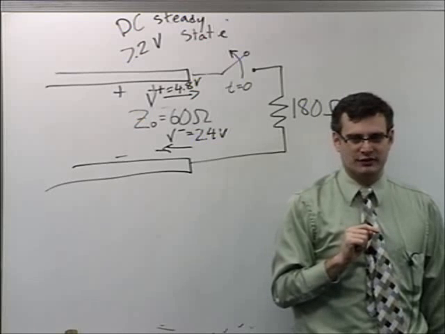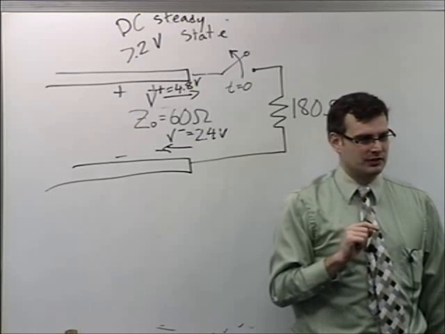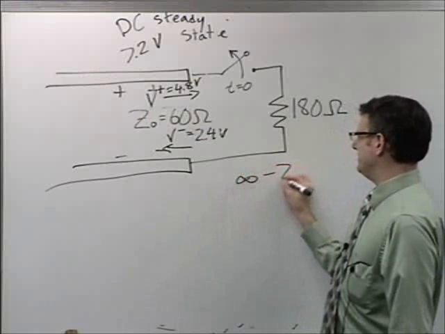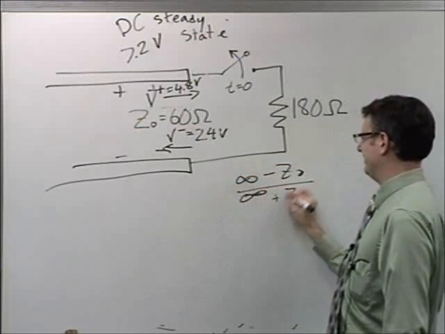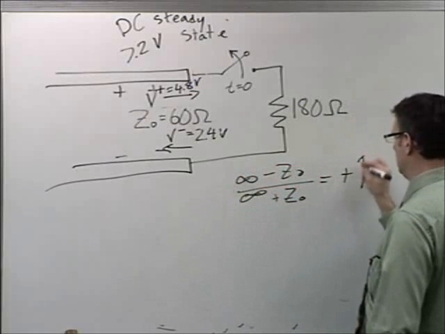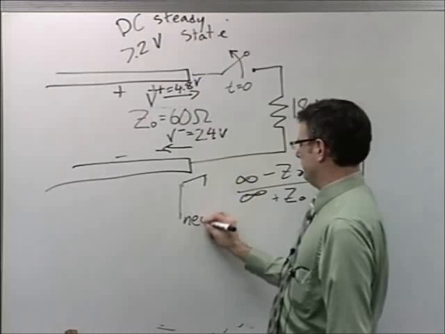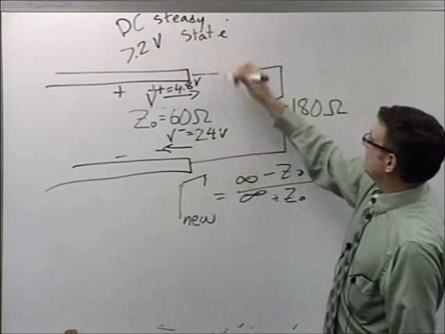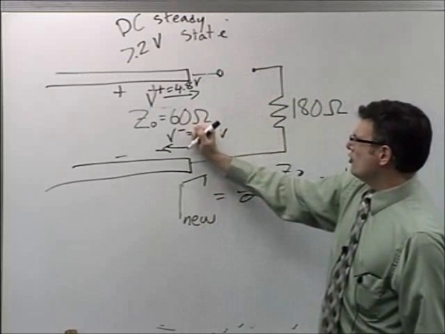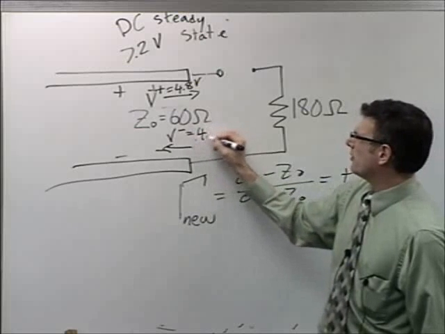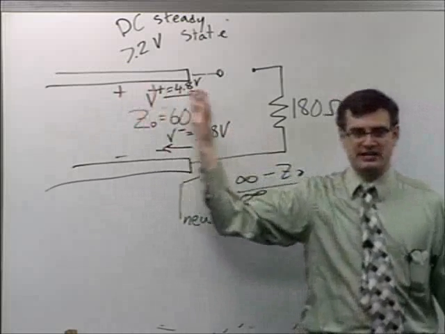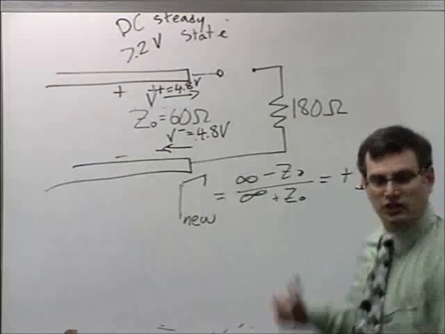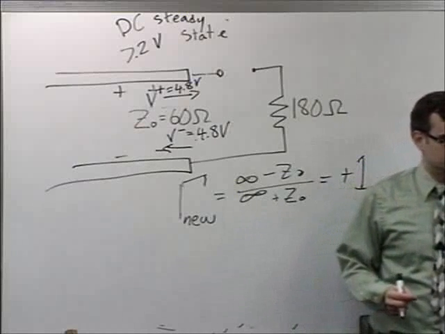I got open circuit. What's the reflection coefficient of an open circuit? +1, +1. Infinity minus Z0 over infinity plus Z0. Call that gamma sub nu. So now, when this is open, my new reflected waveform is going to be 4.8 volts. I got 4.8 volts coming down. It doesn't have anything to go. It gets to the end of the transmission line and goes, oh, and turns around and goes back. Right? Plus 1 reflection coefficient.